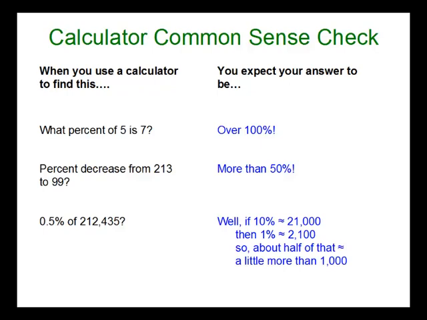And benchmarks of 50%, 10%, 25%, anything that's really easy to calculate can be your locating points for what your answer should be. So 0.5% is really hard to envision, but it's easy to calculate 10%. Just take a tenth, and a tenth of that is 1%, and then you can just estimate from there.